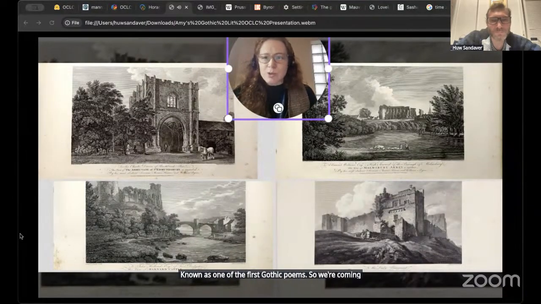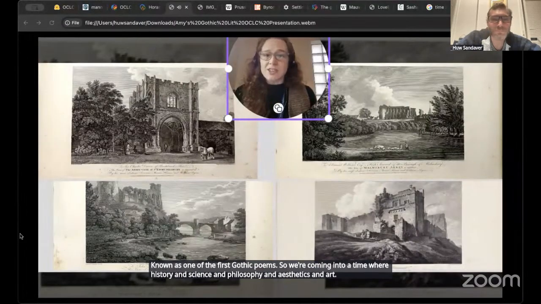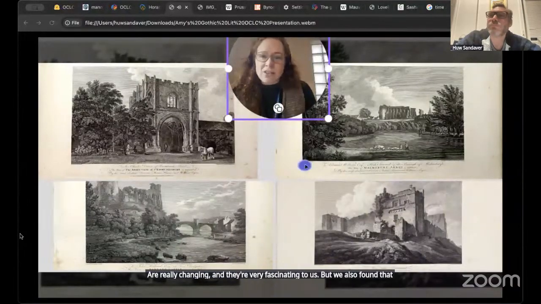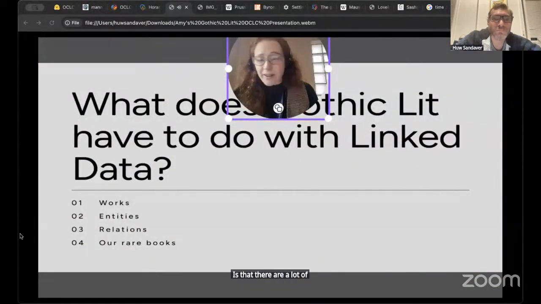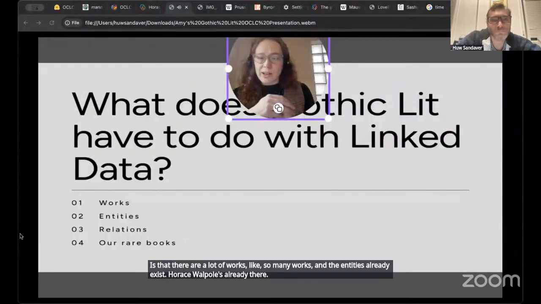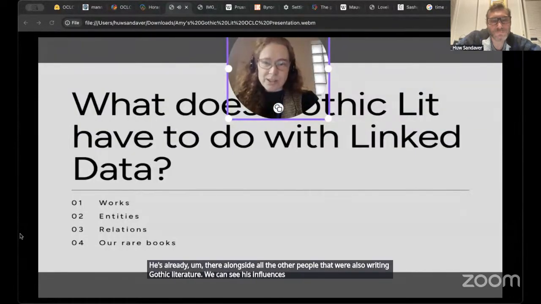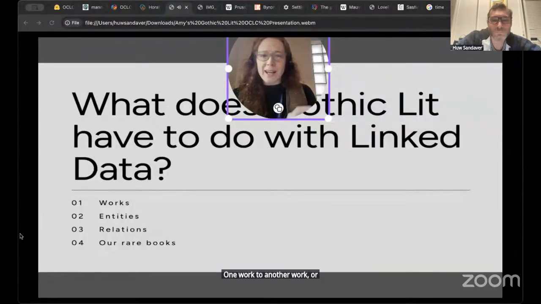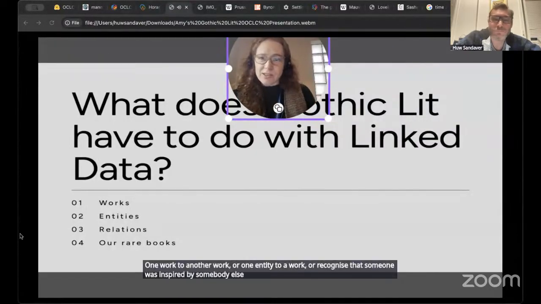So we're coming into a time where history and science and philosophy and aesthetics and art are really changing, and they're very fascinating to us. But we also found that the great thing about Gothic literature is that there are so many works, and the entities already exist. Horace Walpole's already there, alongside all the other people that were also writing Gothic literature. We can see his influences. And the work that we mainly did was trying to connect one work to another work, or one entity to a work, or recognize that someone was inspired by somebody else, because we were trying to map.